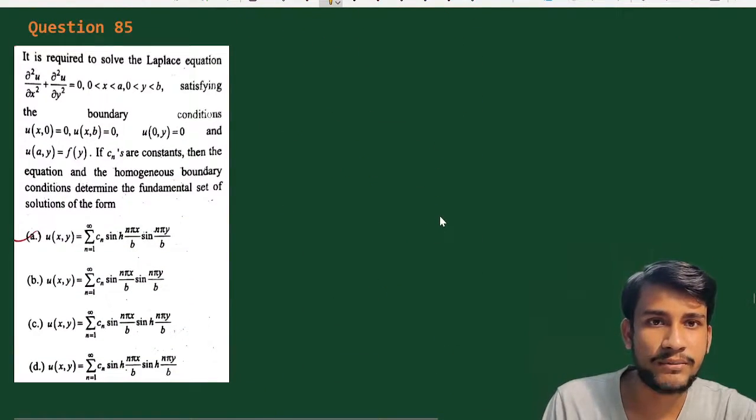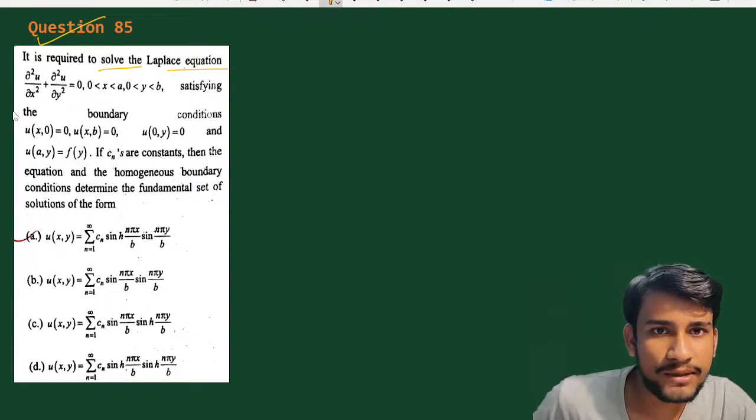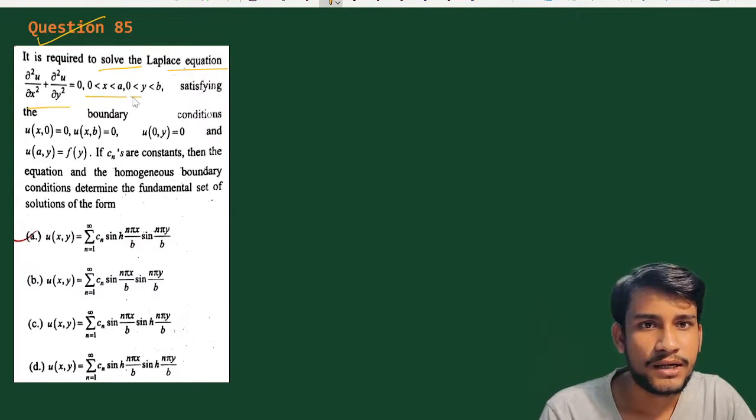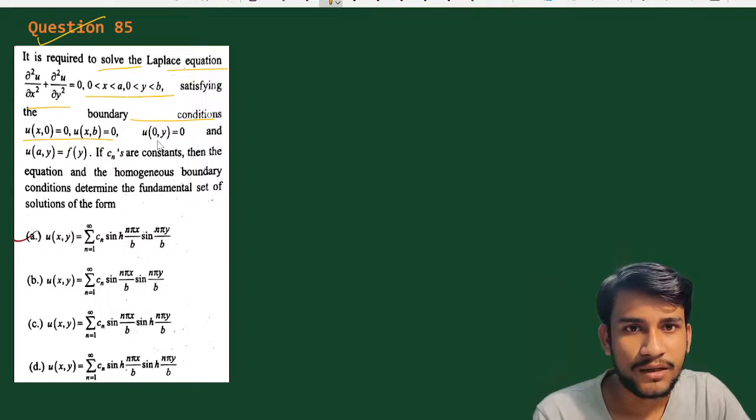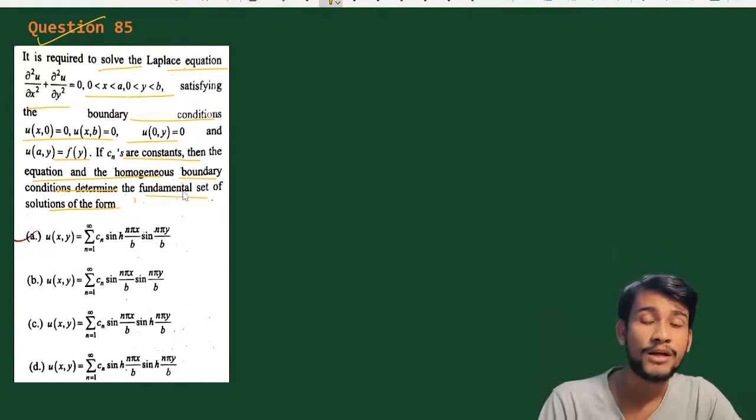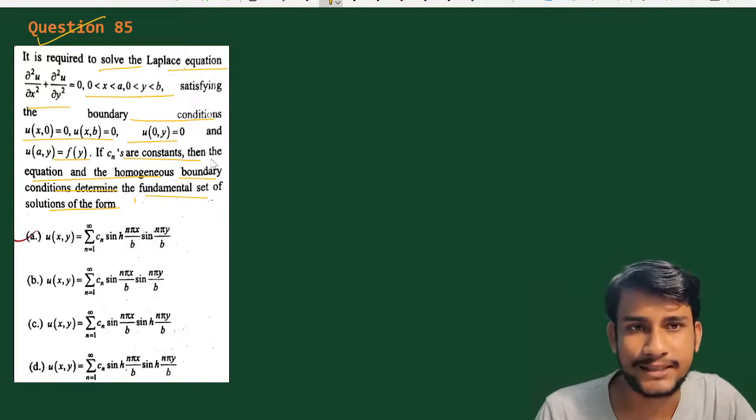This is question number 85. This is a very important and interesting problem. It is required to solve the Laplace equation, del squared T by del x squared plus del squared T by del y squared, where two conditions are given, satisfying the boundary conditions, this and this and this. If Cn are constants, then the equations of homogeneous boundary conditions determine the fundamental set of solutions of the form. बहुत इंपॉर्टेंट प्रॉब्लम है एंड ज्यादा कैलकुलेशंस भी हो थोड़ा सा. तो देखो पेशेंस रख के कैसे होता है.